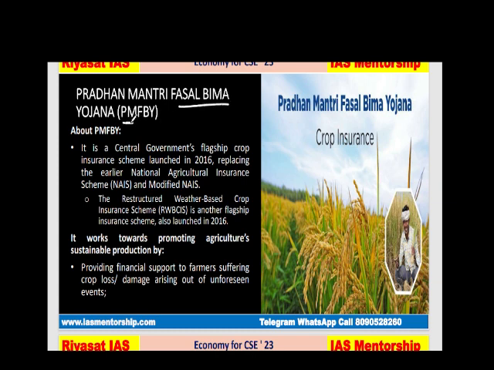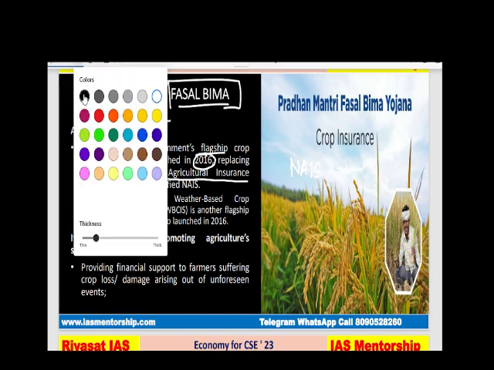Next is your Pradhan Mantri Fasal Bima Yojana, PMFBY. This is a central government flagship scheme, a crop insurance scheme, which was launched in 2016. Fasal Bima. Bima is your insurance, Fasal is your crop. Earlier, in its place was our National Agricultural Insurance Scheme, NAIS.